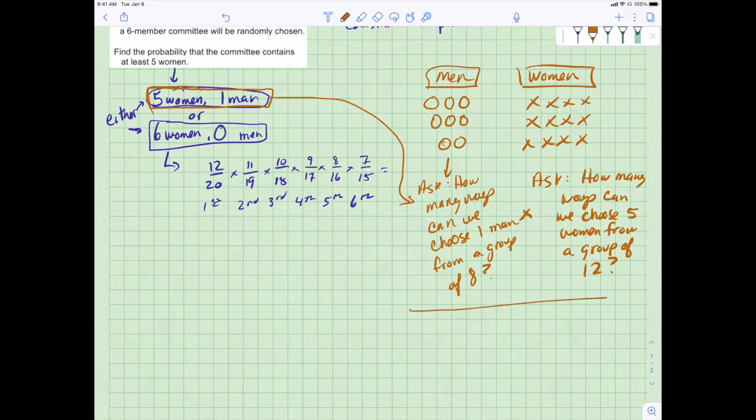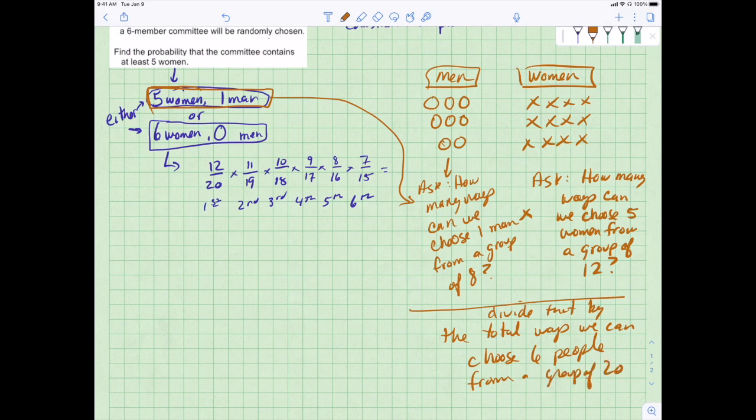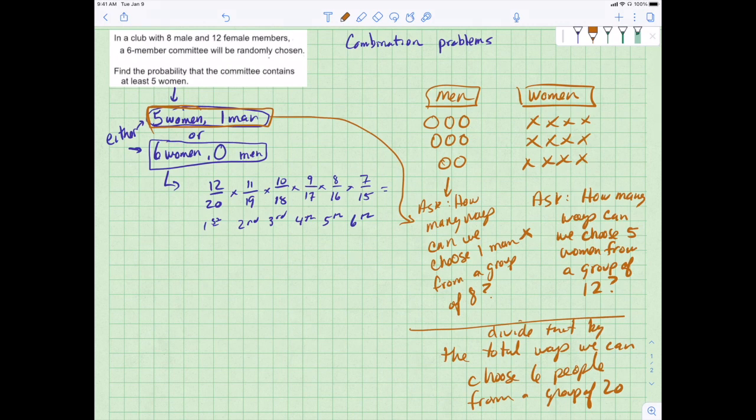And then we're going to divide that by the total ways we can choose 6 people from a group of 20. Because the idea here is that we're going to choose six random people from this group of 20 total, and that's going to be the total ways. Well, we already drew this out.